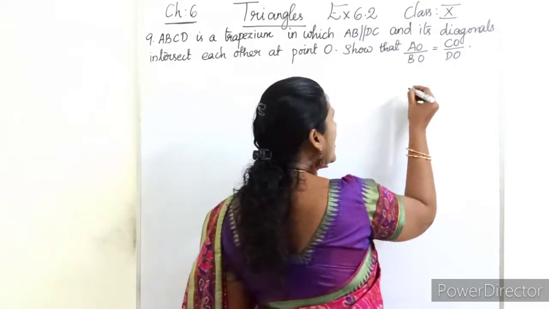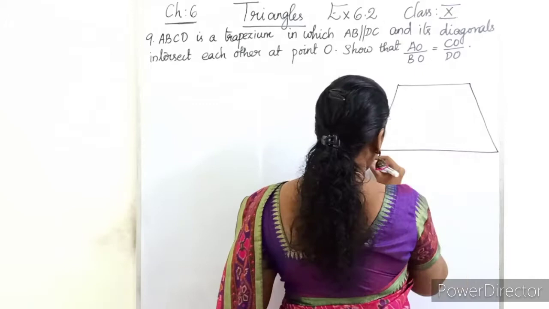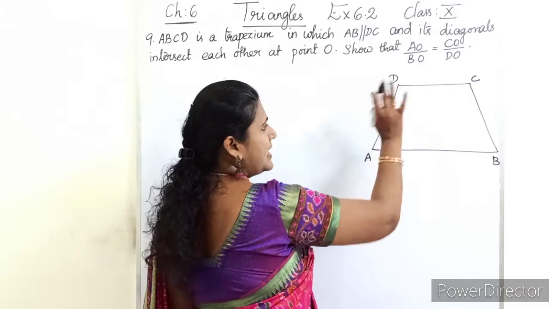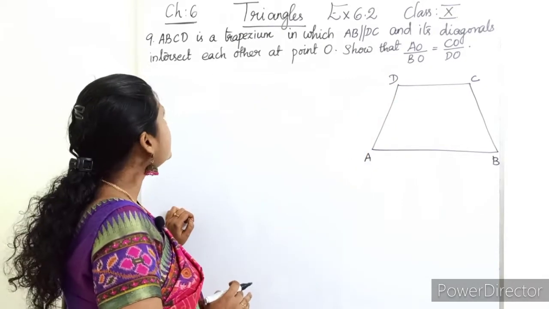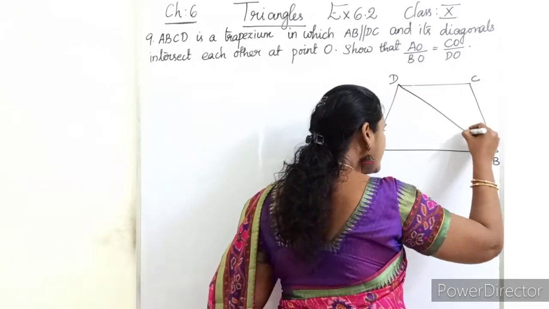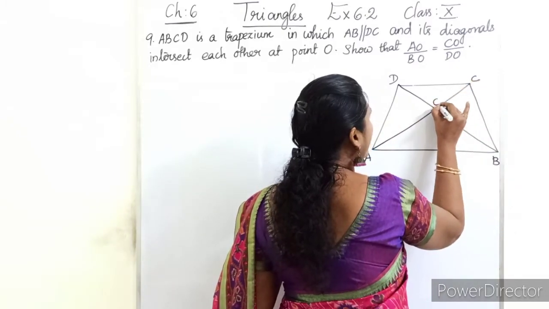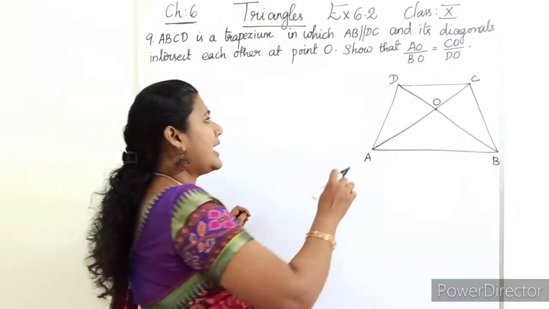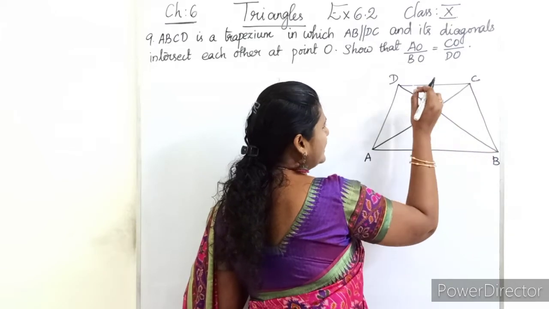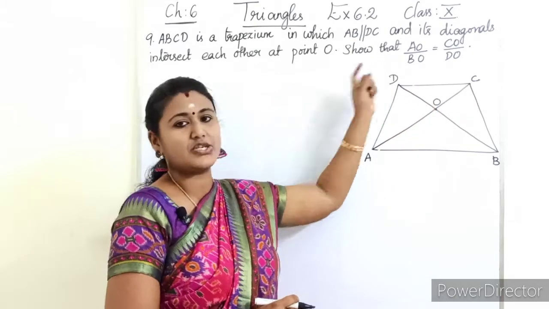So first we will draw the diagram. ABCD is the trapezium where the side AB is parallel to DC and its diagonals intersect each other at point O. So we will draw the diagonals BD and AC. Diagonal BD and AC intersect at the point O. Then we have to show that AO by BO is equal to CO by DO. So this is the condition we have to prove.